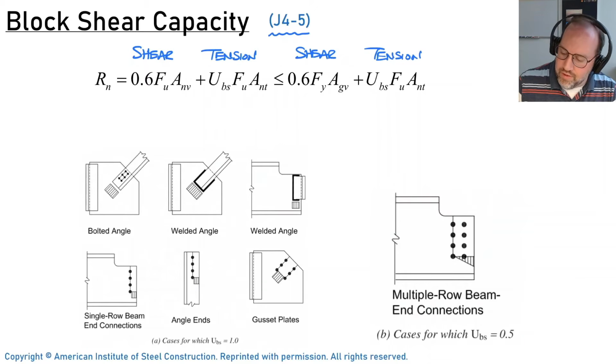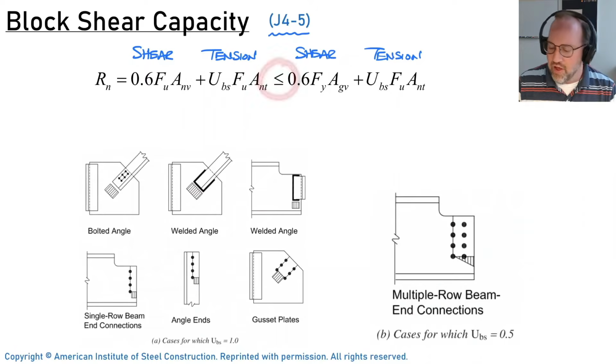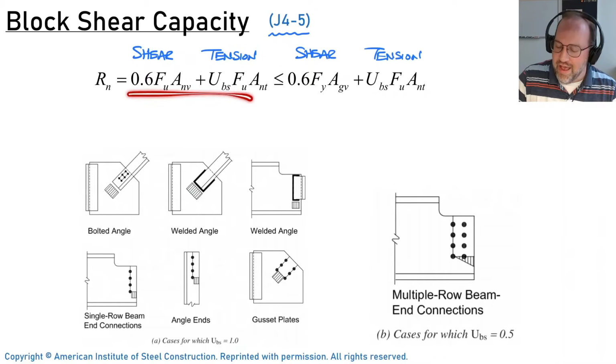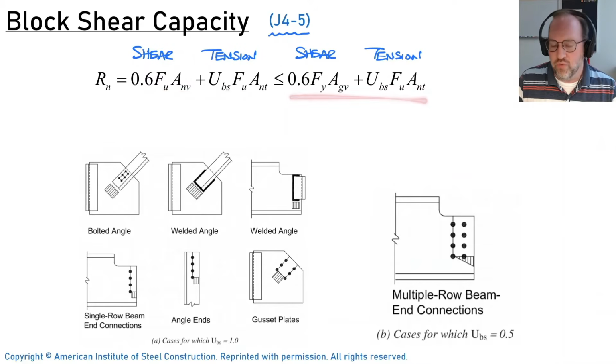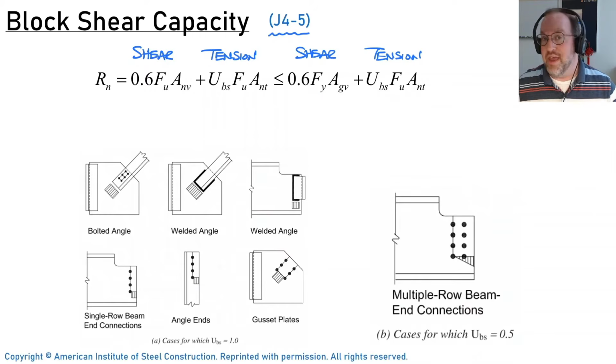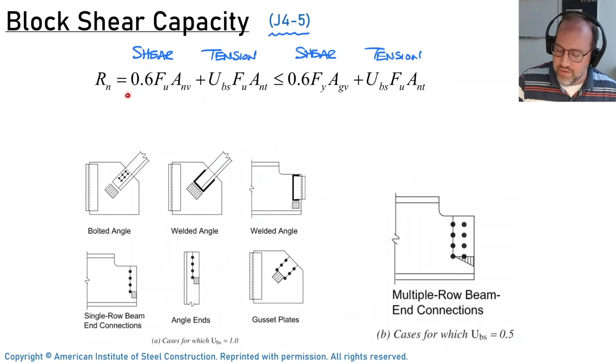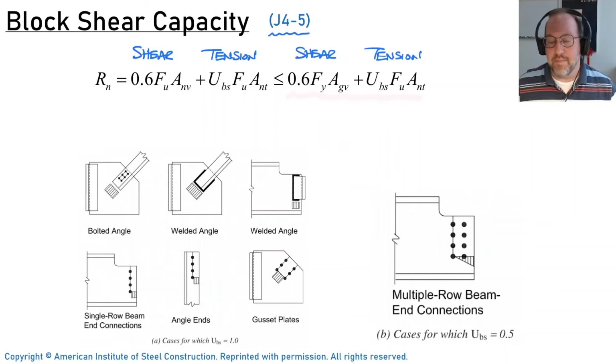Now let's get out of the way this less than or equal to sign. What does that mean? Well, when the specifications use this less than or equal to sign, they don't literally mean that this has to be less than this. Really, they're talking about you should pick the minimum of two different numbers. So you'll calculate this number. You'll also calculate this number. And the minimum of those two is then going to be your controlling block shear capacity for that particular path that you're looking at. So now let's look at each of the terms in this equation.